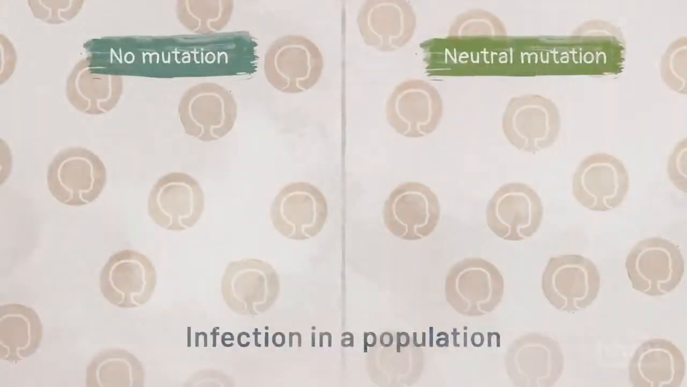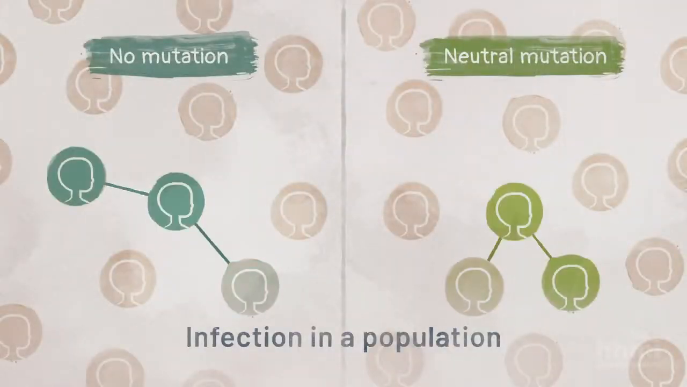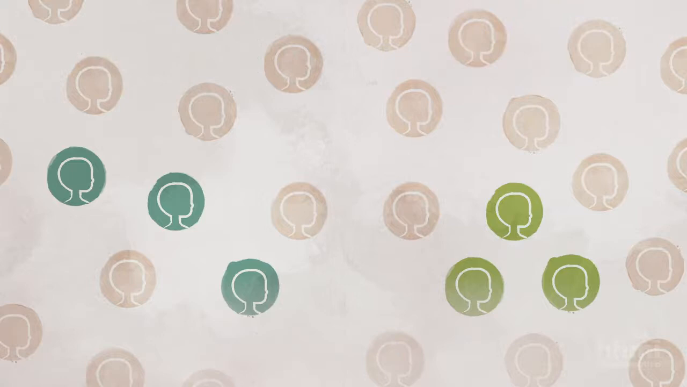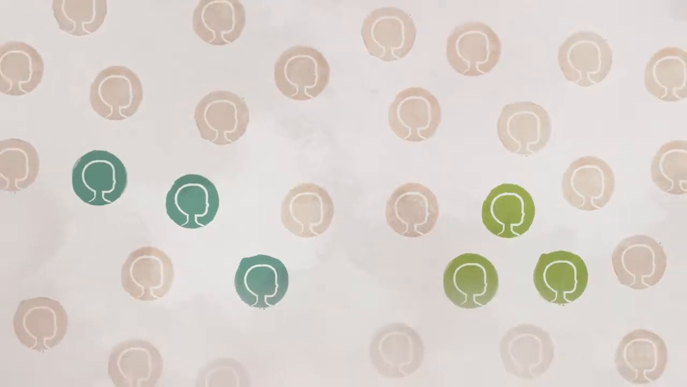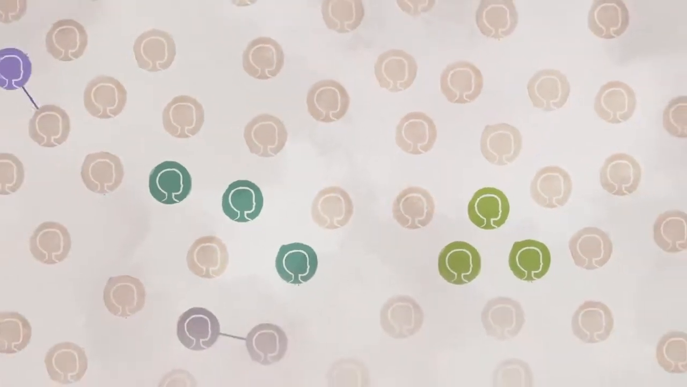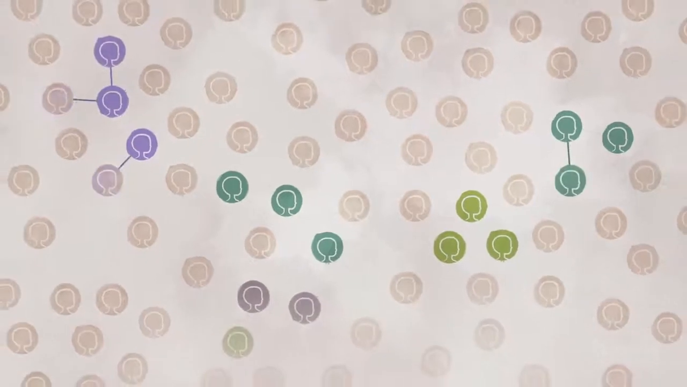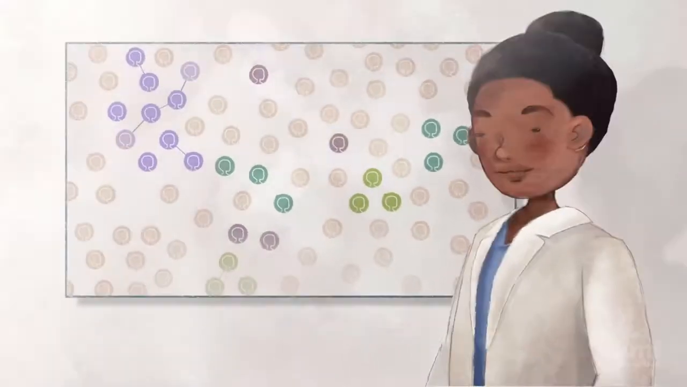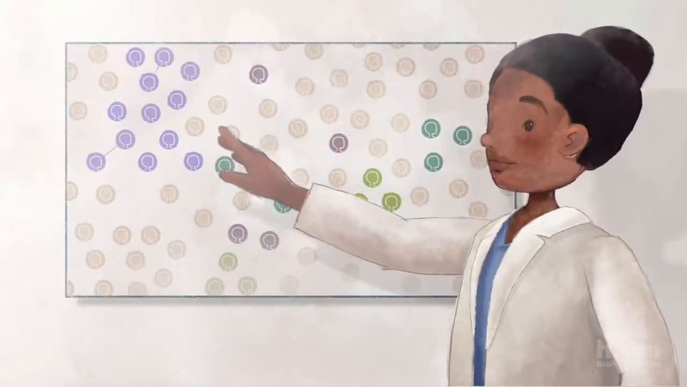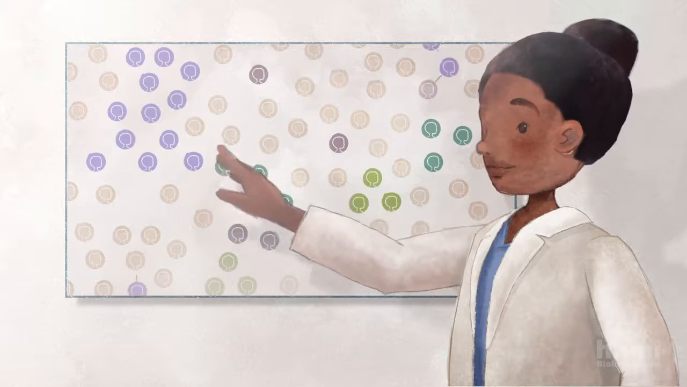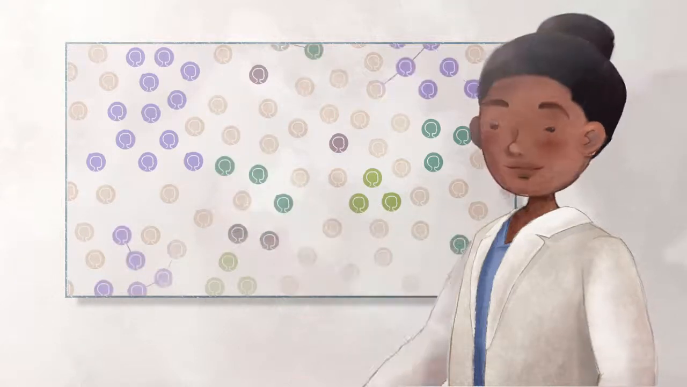Mutations that have no effect on the virus are called neutral mutations. Viruses with neutral mutations replicate just as well as viruses without these mutations. Tracking mutations in viruses can help determine where an outbreak started and how it spread. Understanding how virus populations change over time can also help scientists develop treatments and vaccines.